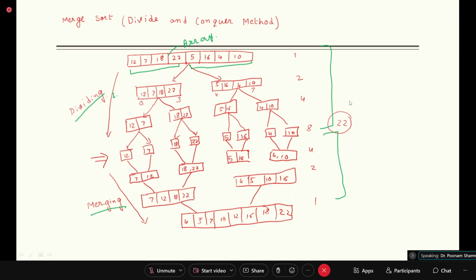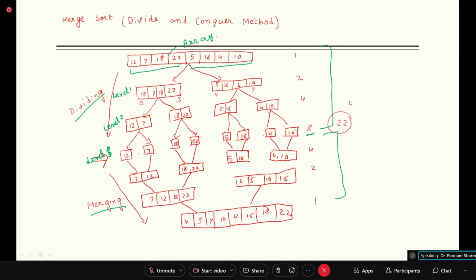This is level 1. Again at level 2, the individual arrays are split into two halves. So this one is divided into 2 and 2, and similarly these fours are divided into 2 and 2. So this is level 2 division. And at level 3 division, what will happen? These two will be split into individual elements, these two will be split into individual elements, and so on. So at level 3, we have an individual element in each array.